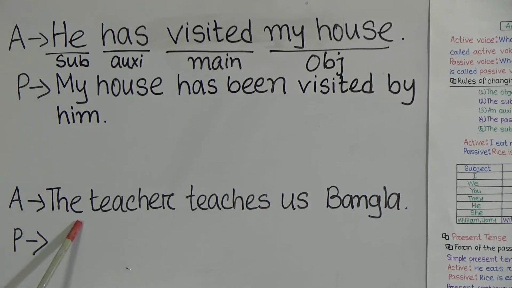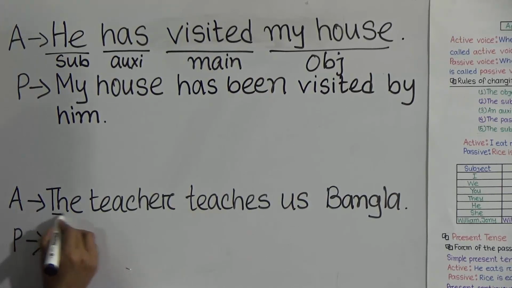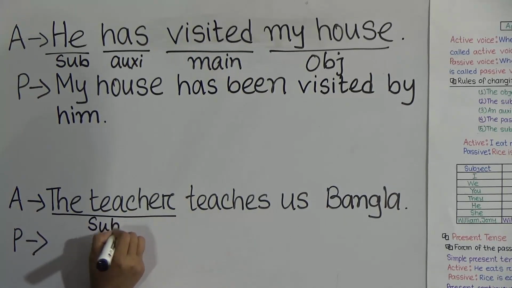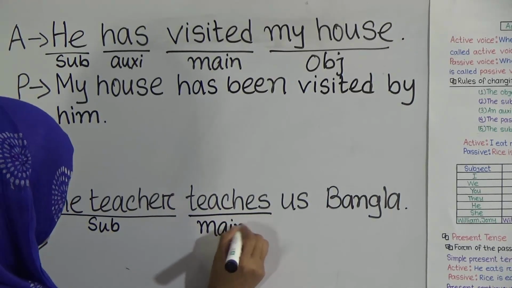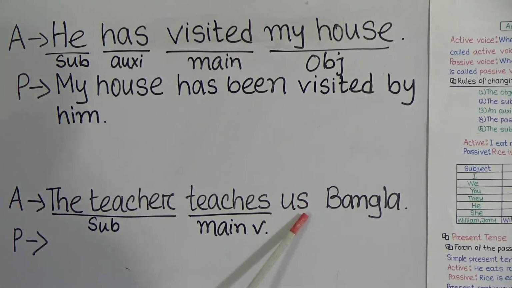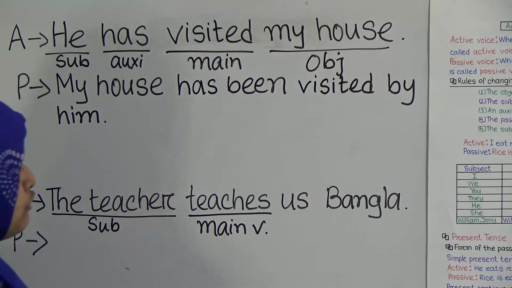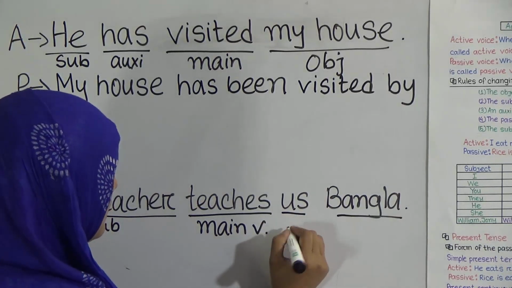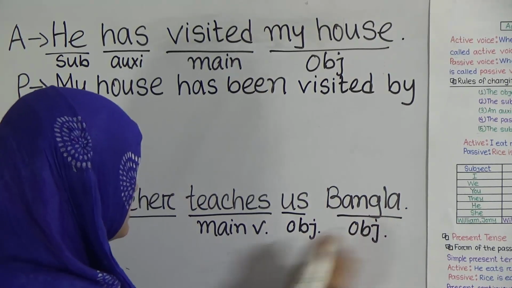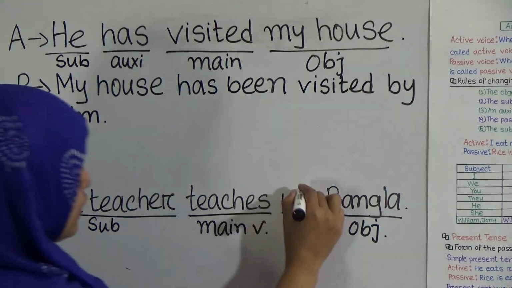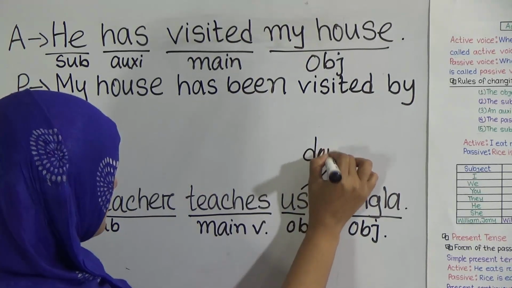Another sentence: the teacher teaches us Bangla. I am repeating, the teacher teaches us Bangla. So first we have to identify subject, verb, object. Here we find the teacher. This one is the subject. Teaches is the main verb. And look, us, Bangla. Here we find double object. Bangla and us. Us is object. Bangla is also object. This is called double object.